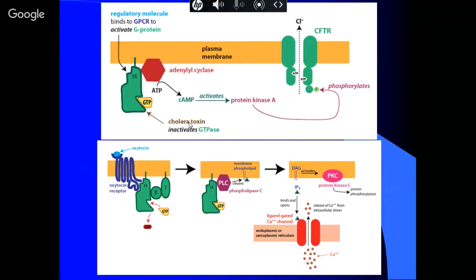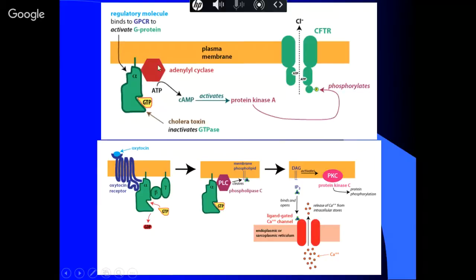That's it. Cholera toxin inactivates the GTPase activity of the G protein. That leaves the alpha subunit turned on. Period. This is turned on, and it can't get rid of the GTP. Okay? And that's it. The system is on.